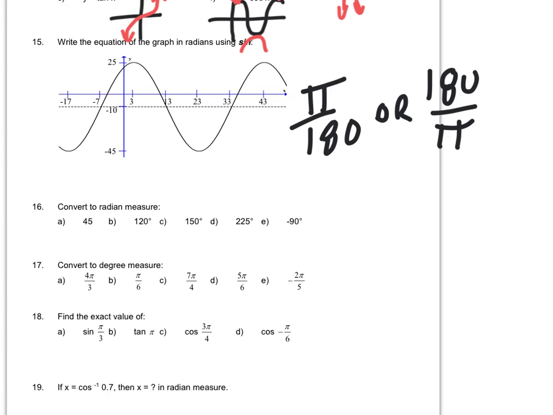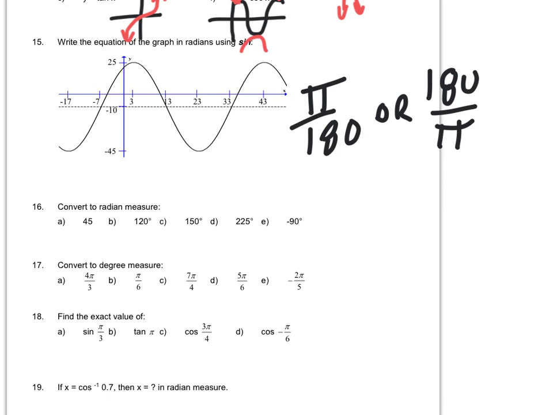Okay, 16 and 17 are convert these degrees. 16 is convert degrees to radians, and 17 is convert radians to degree values. We use one of these two identities, pi over 180 or 180 over pi. If you're converting to radians, you're adding pi into the mix, so you use this one. If you're converting to degrees, you're dividing through by pi.